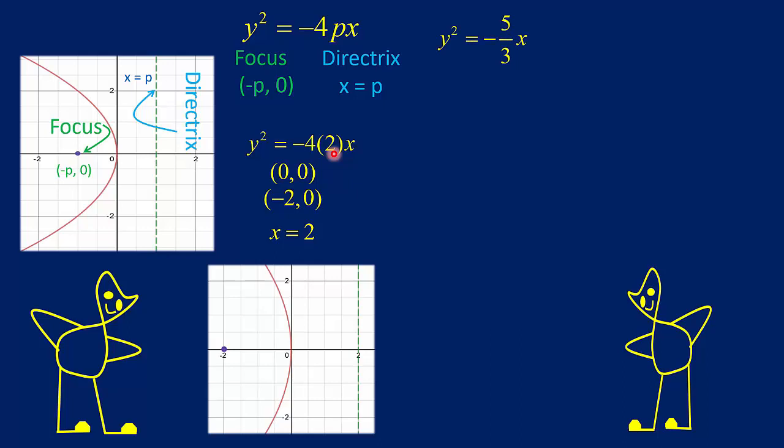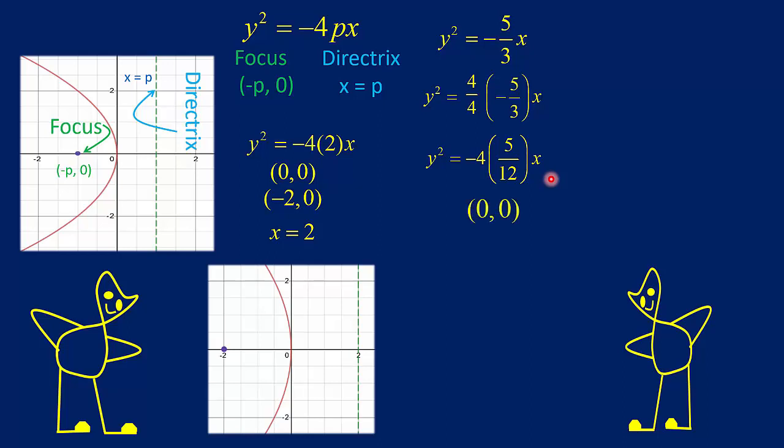Now let's suppose we've got y equals negative 5/3 x. Well, I don't have 4 times anything that I can see readily. So remember the trick: just multiply the top and the bottom by 4. We've got to get a 4 in there some way so we have a form that we can work with. That's legal, right? It's just multiplying by 1. And then we can pull one of the 4s inside and multiply by this 3. So now we've got y squared equals negative 4 times 5/12 x.